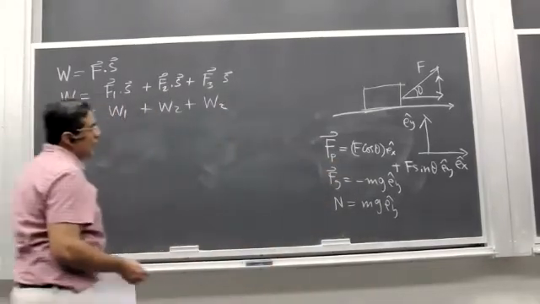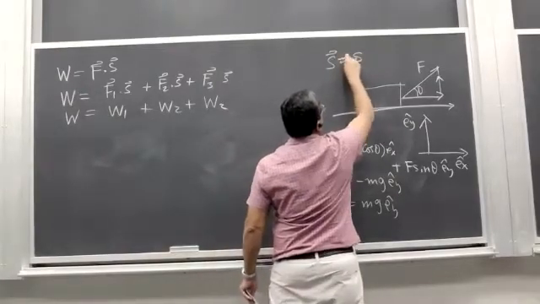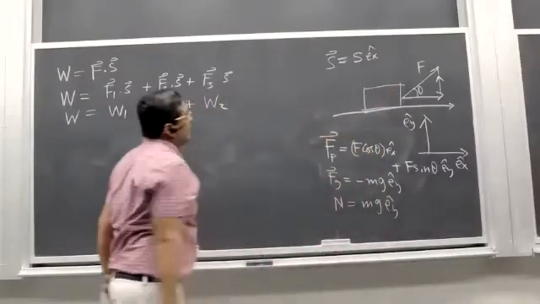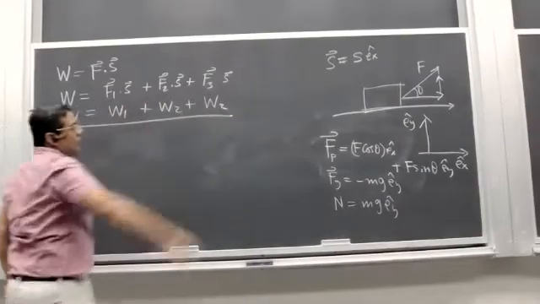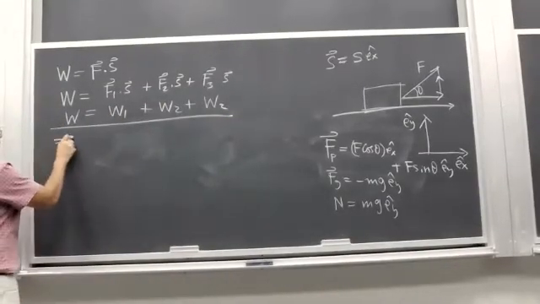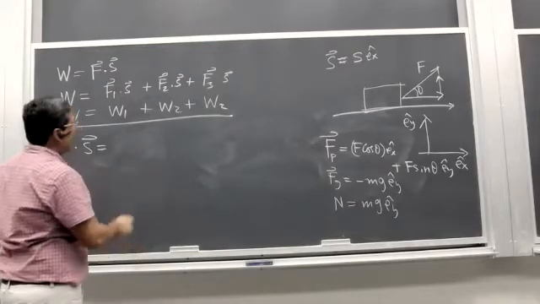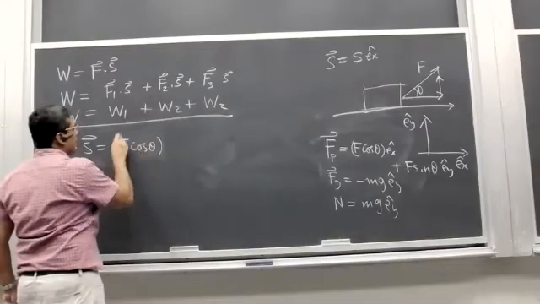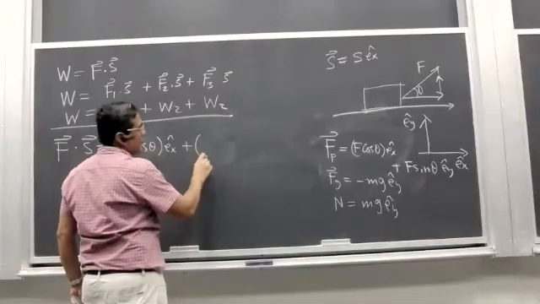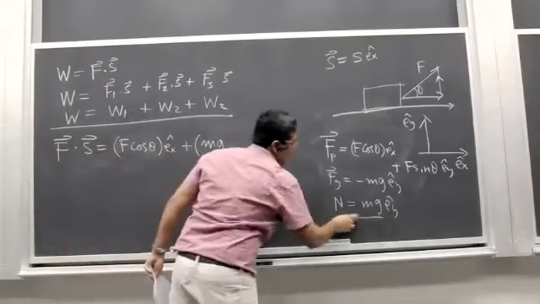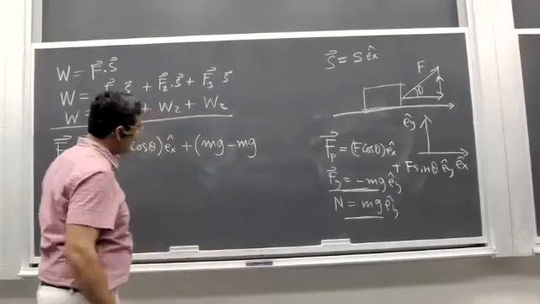So now we write the displacement vector in the same coordinates. And the displacement vector is simply some displacement s in the positive Ex direction, okay? So now we take all the forces and we calculate the net work done on this object, F dot s, okay? So if I write all the forces together, then in the x direction I have F cosine theta Ex, just one force, one component. Then in the y direction I have the normal force, this one positive. Then I have the weight, minus mg.